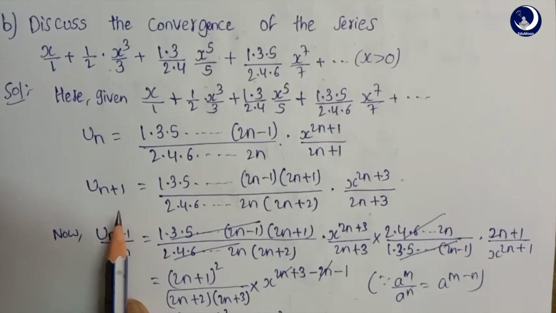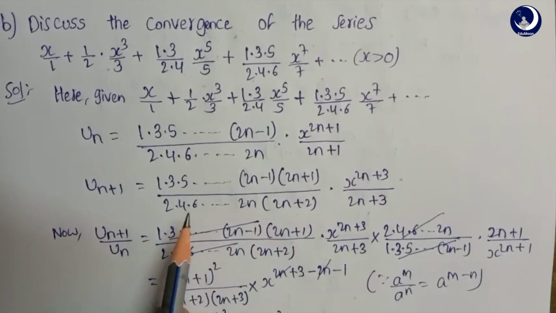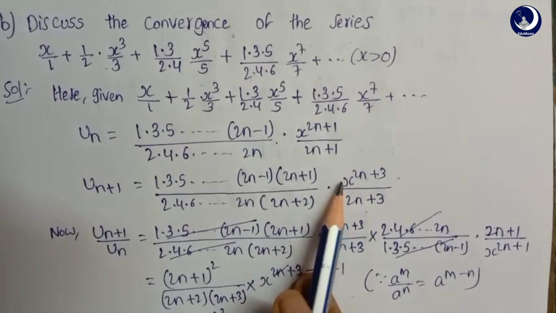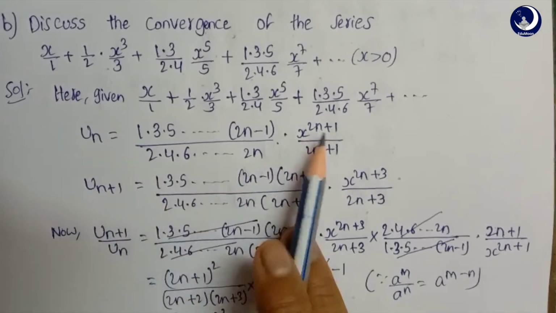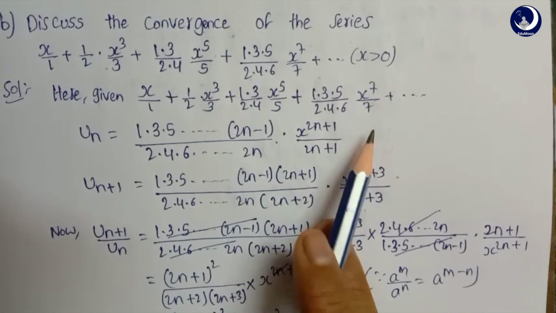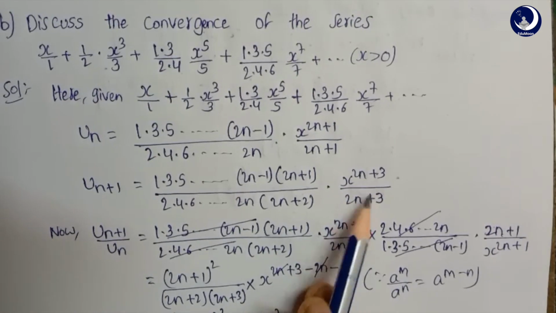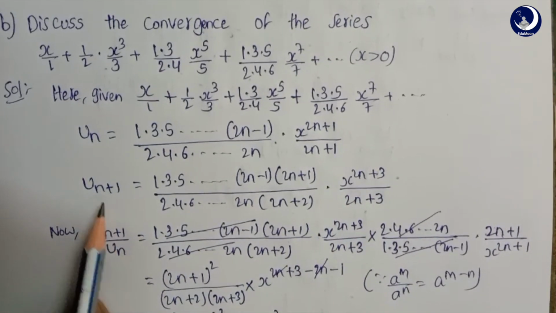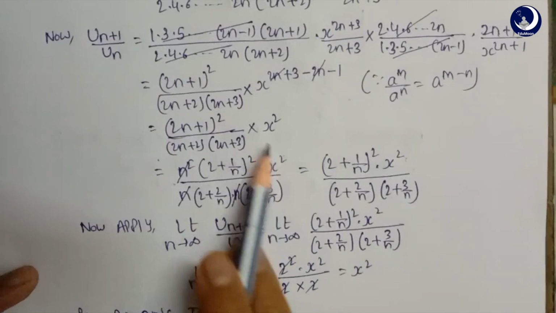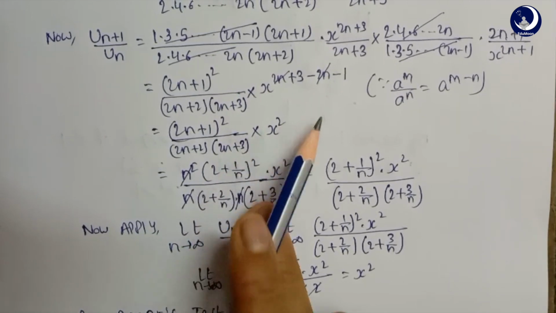And un plus 1 equal to 1 into 3 into 5 and so on up to (2n minus 1) and (2n plus 1), by 2 4 6 and so on up to 2n into (2n plus 2). Here we put n plus 1 in place of n, that means 2n plus 2 plus 1, so I got 2n plus 3, x power (2n plus 3) by (2n plus 3). Now by cancelling, un plus 1 by un, I got the final expression (2n plus 1) whole square by (2n plus 2) into (2n plus 3) into x square.